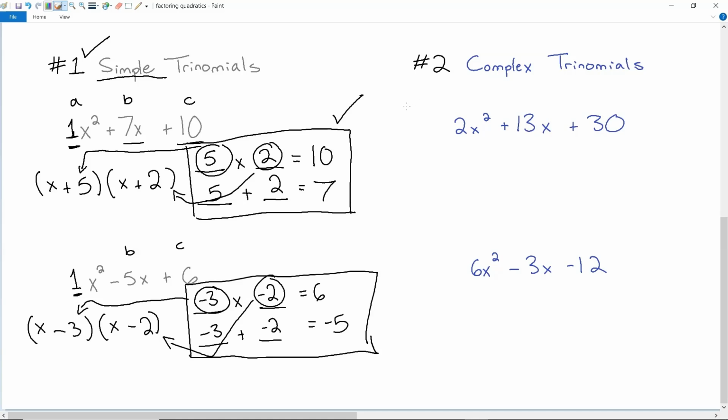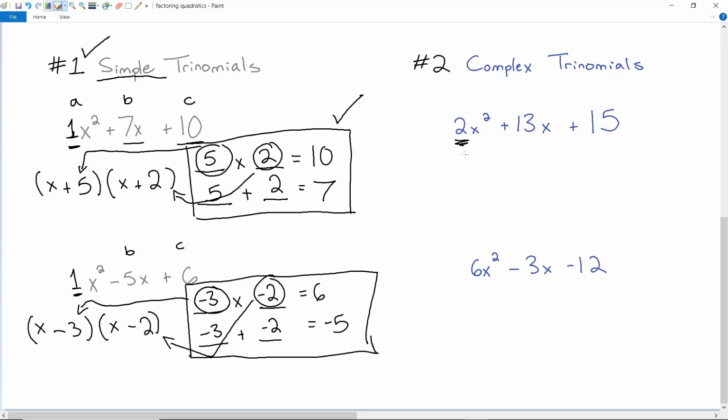Let's move on to complex trinomials. You can probably notice the difference. When we have a complex trinomial, we no longer have a coefficient of 1 on our leading term. We now have something greater than 1. And I just noticed that I don't like this C value here. Let's try a 15 there. And that should be a little bit easier to explain. All right.